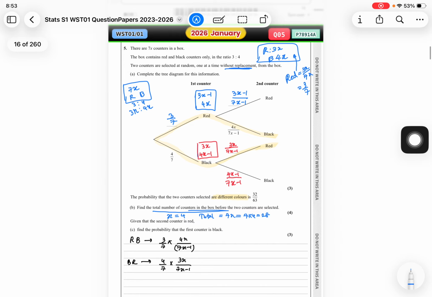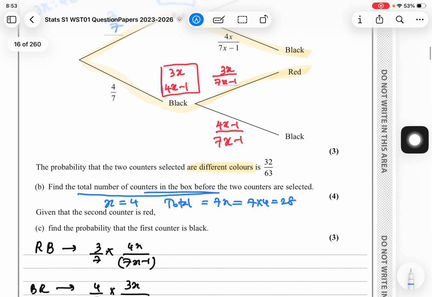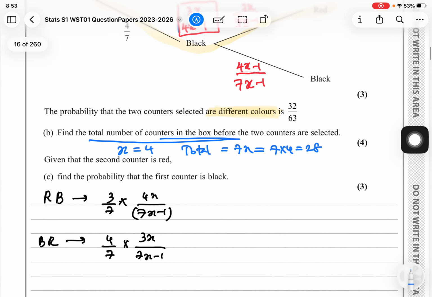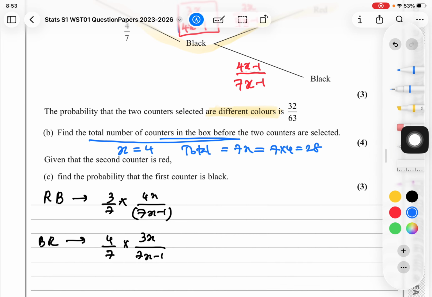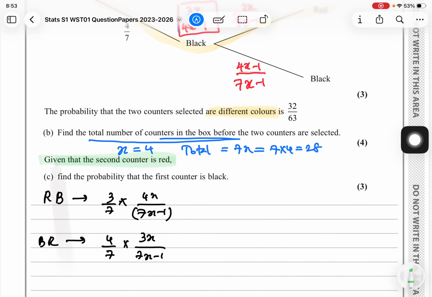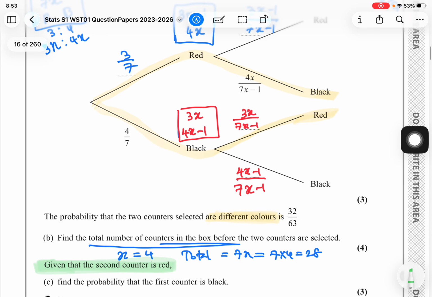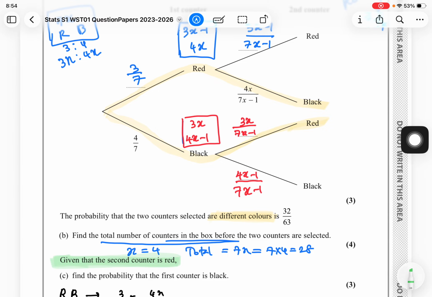Okay, this was an interesting question. They are telling us, given that the second counter is red. Now conditional probability comes into play. If the second counter is red, we want to find the probability that the first counter is black, given the second being red.